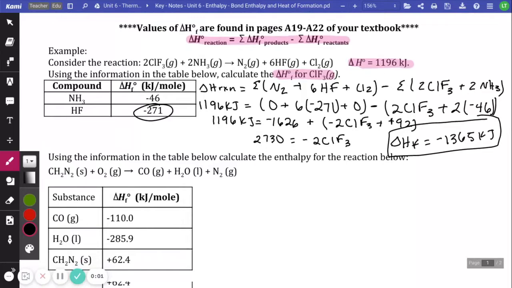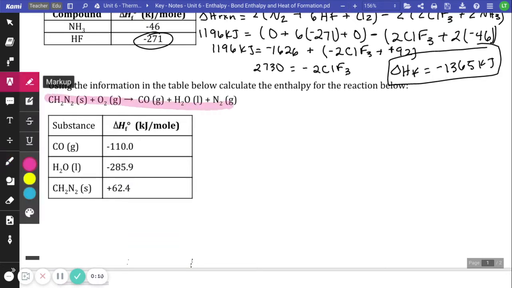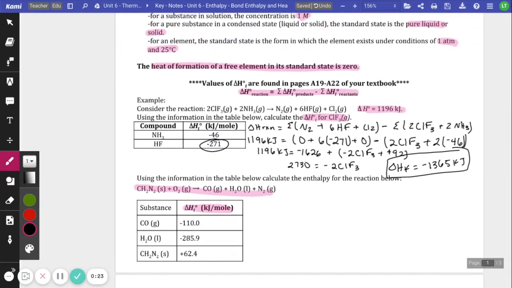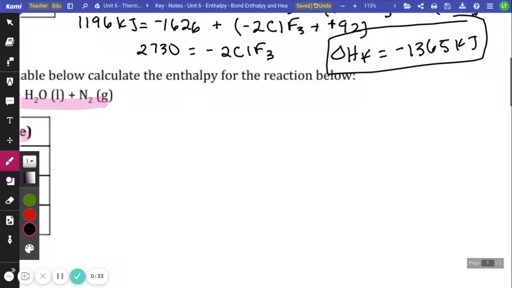All right, let's do the next problem. It says, using the information in the table below, calculate the enthalpy for the reaction below. And then we are given our reaction. We have heats of formation here, so that's what we're going to use to solve for our delta H. So once again, our enthalpy of reaction is equal to the sum of the heats of formation of our products minus the sum of the heats of formation of our reactants.